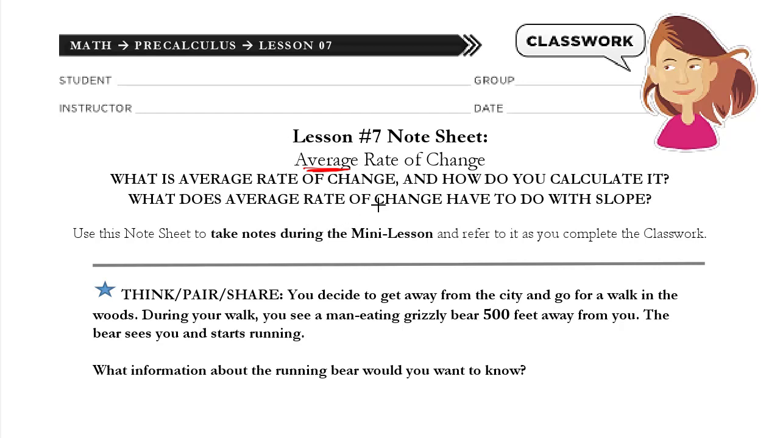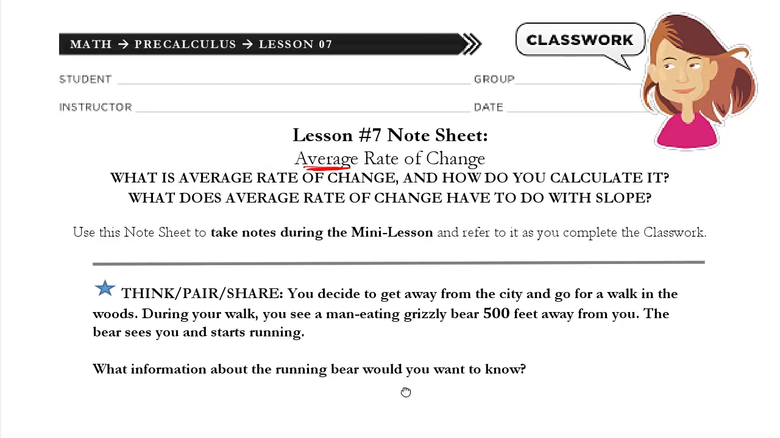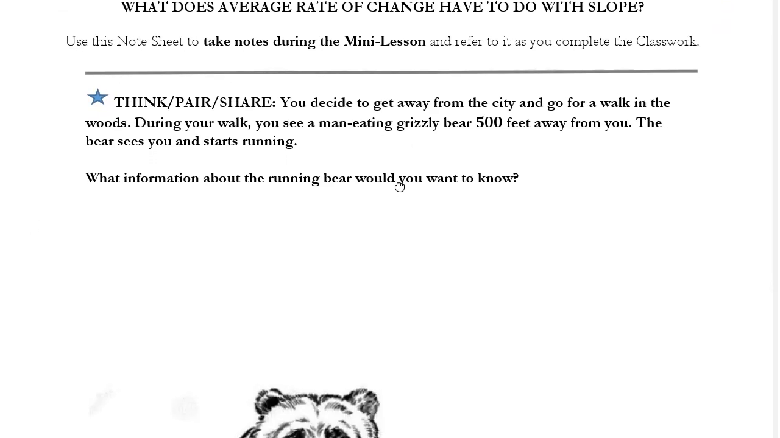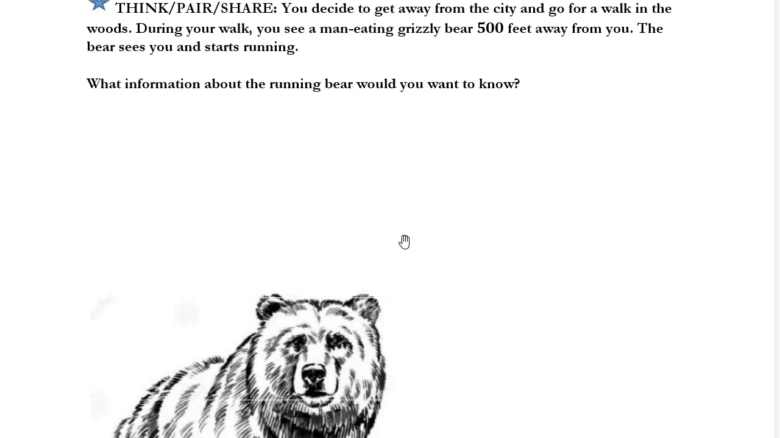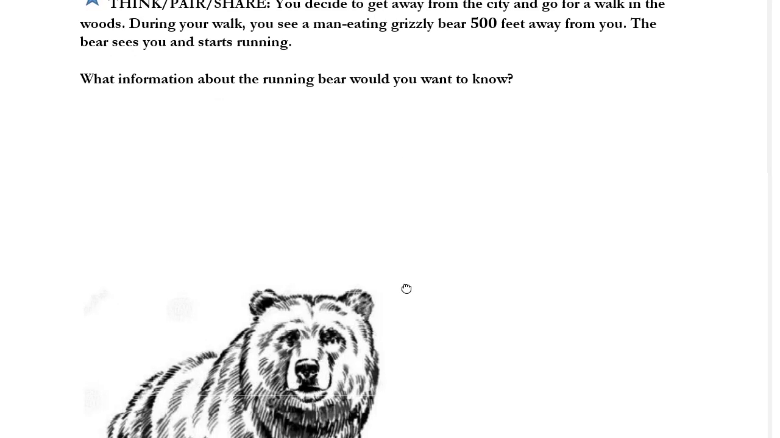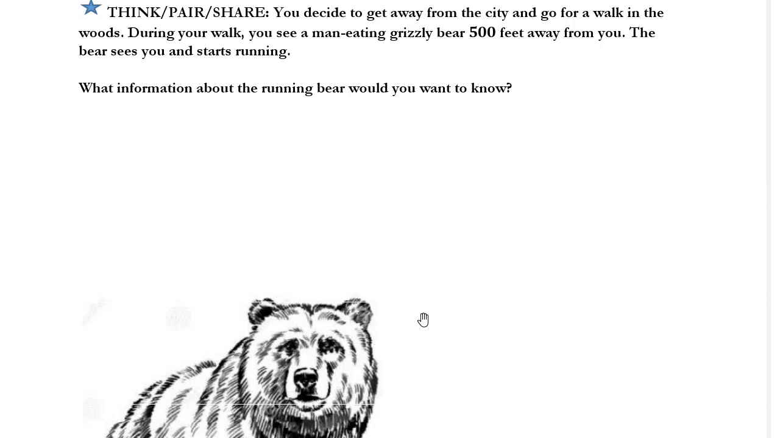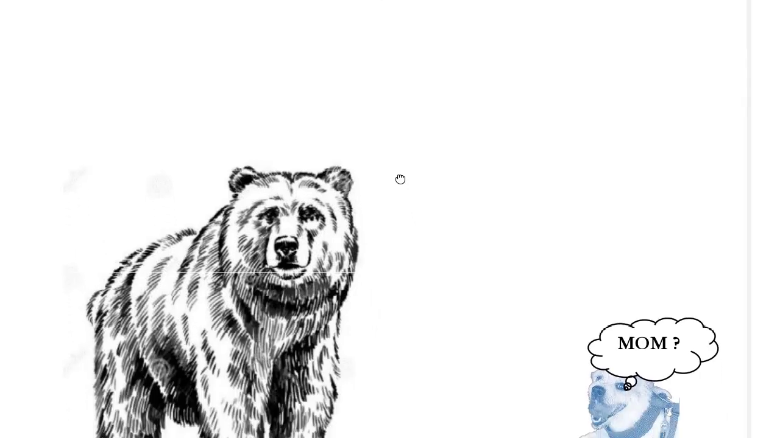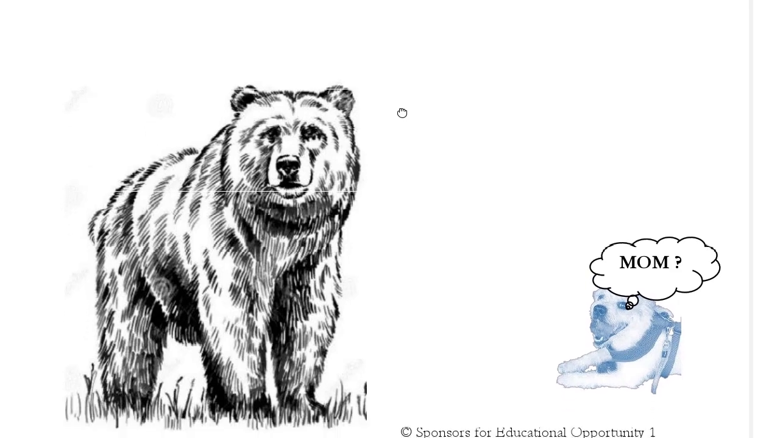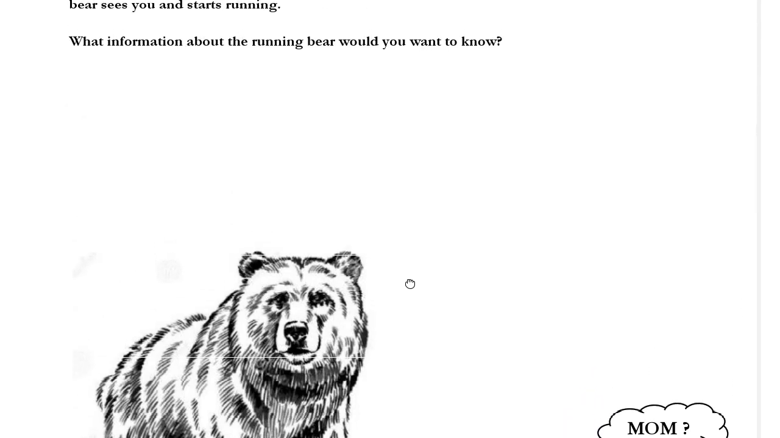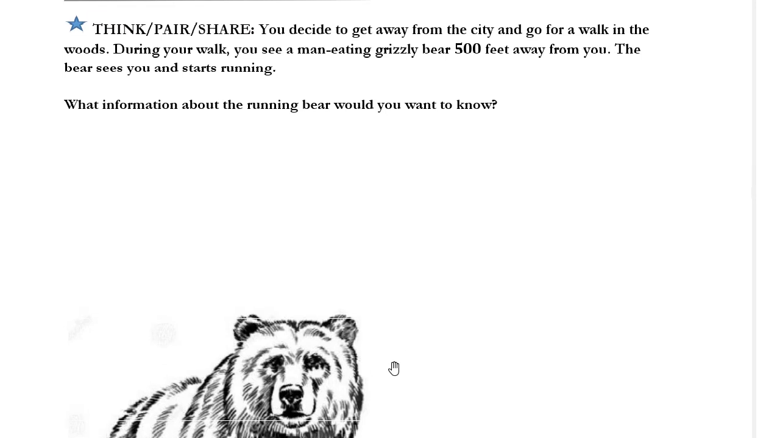Okay, so let's start. Let's take a look at this think, pair, share, and I'm going to scroll down so we can see the picture. You decide to get away from the city and go for a walk in the woods. During the walk, you see a man-eating grizzly bear 500 feet away from you. The bear sees you and starts running. So there's the bear, and there is Gnarly, wondering if the bear is his mom. So our question is, what information about the running bear would you want to know?